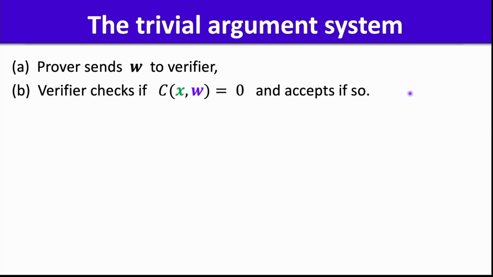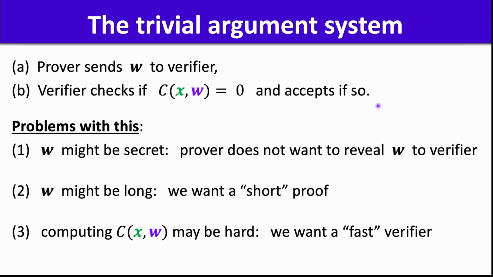This is the trivial argument system. This argument system is clearly complete and knowledge sound, but it doesn't satisfy many of the properties that we want. First of all, the witness might need to be secret, and here the prover actually reveals the witness to the verifier, so this argument system is definitely not zero knowledge.